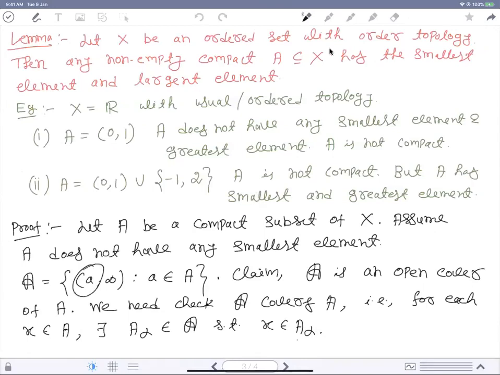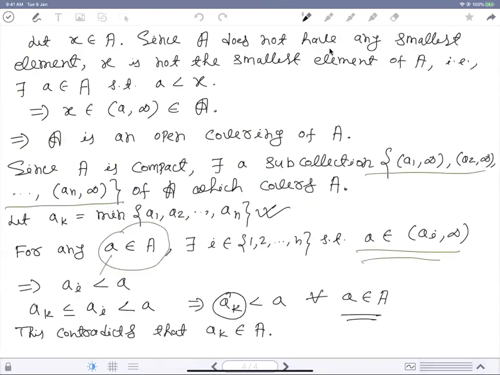Now, since we have a finite subcover of this one, that means all the a1, a2 up to aN belong to A. In particular, aK belongs to A. Now, since aK belongs to A, if we put aK here, that means aK is strictly less than aK. And that is the contradiction.